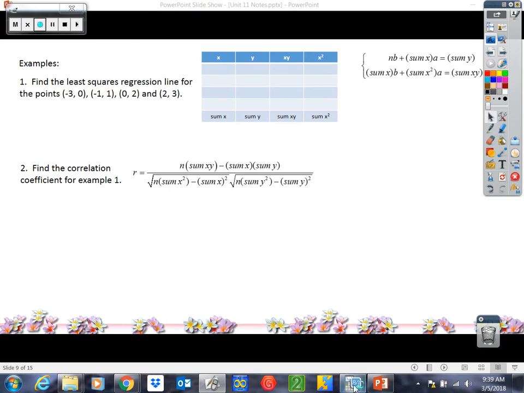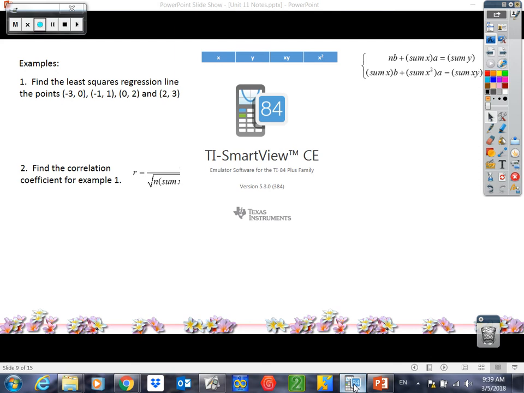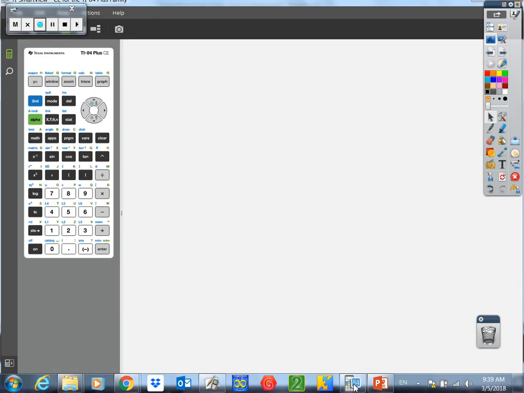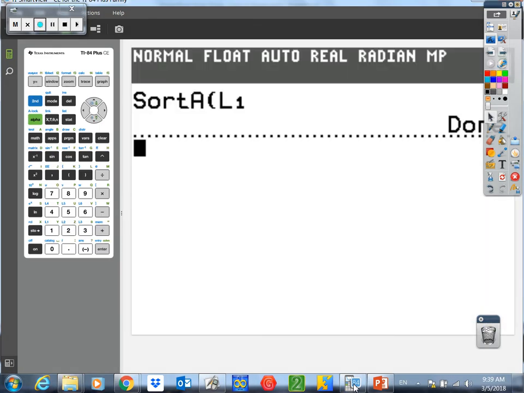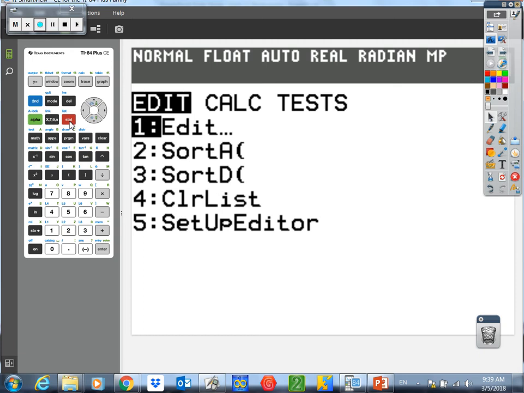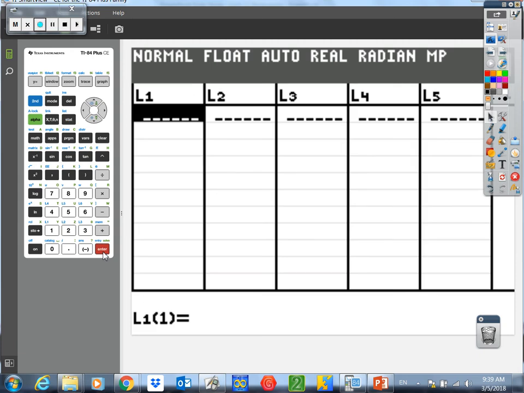Okay. So the first thing I'm going to do is enter my x and y coordinates. We would go to Stat, Edit. So Stat, Edit, and you recall how to clear that column. So I'm going to put the points in. I'll put all my x coordinates in first.